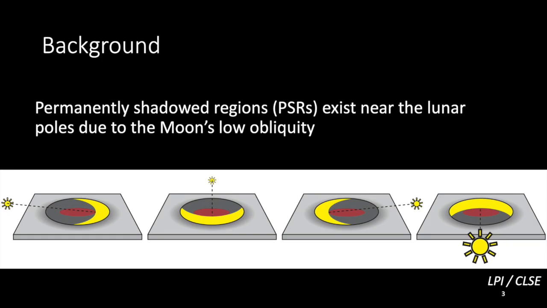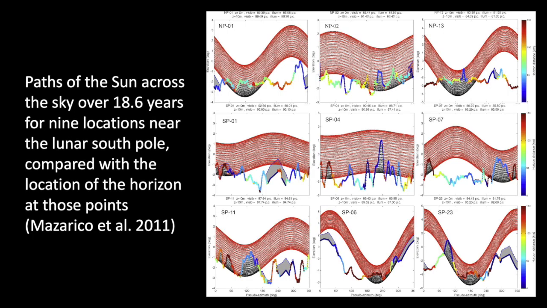Let's begin with some background. Unlike Earth, the Moon has a very low obliquity, with its rotational axis inclined just about 1.5 degrees relative to the plane of the ecliptic. This means that near the poles, the Sun never wanders far from the zero elevation horizon. If local topographic features create a horizon that is more than a few degrees above zero elevation in all directions, then the Sun will never rise.